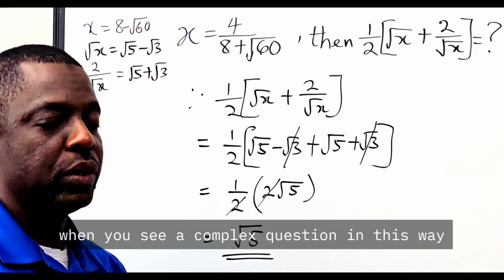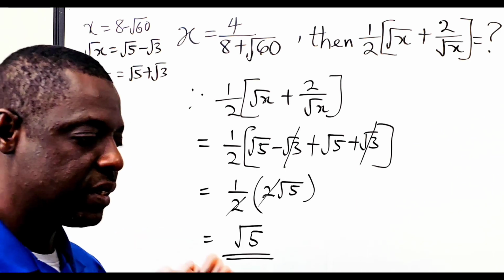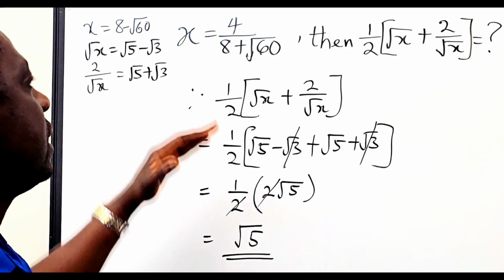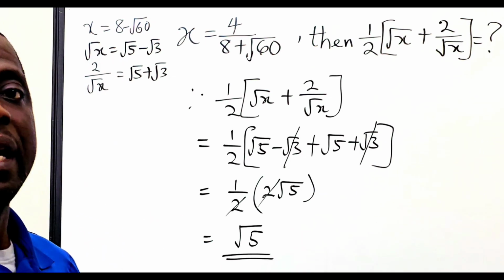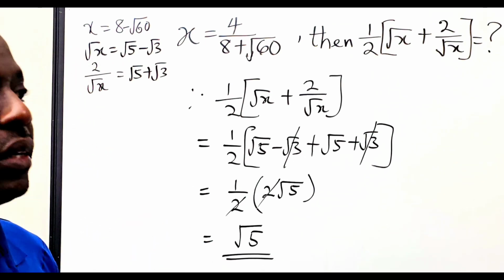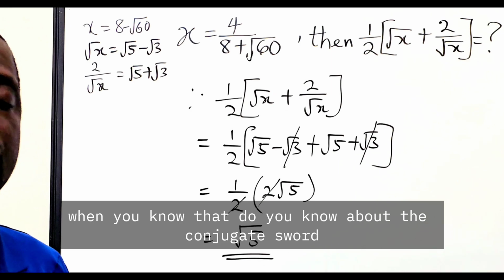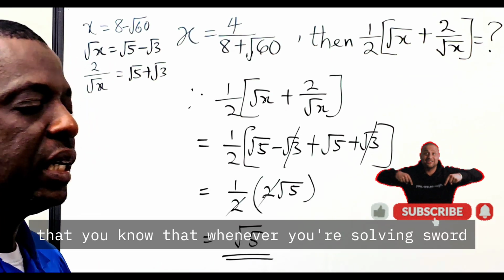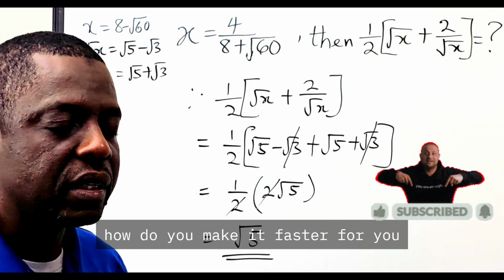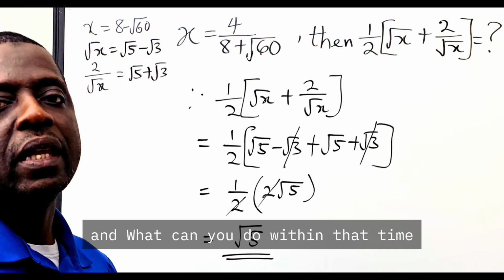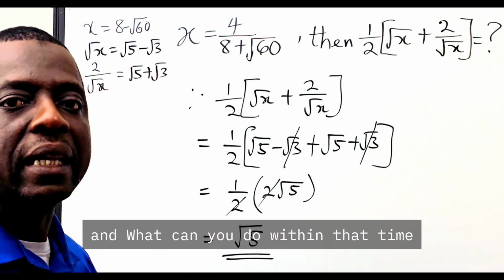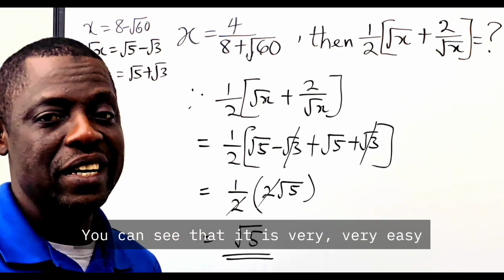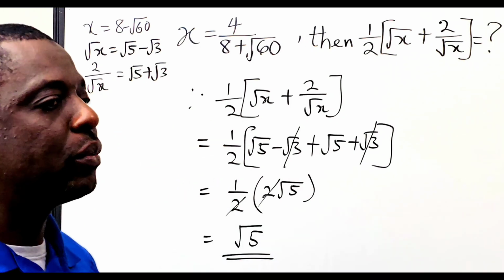As you can see, don't be scared when you see a complex question in this way. What do you do? Sit down, think about what you know about that topic. For example, this is how you rationalize a surd. What do you know about rationalizing a surd? Do you know about the conjugate surd? Do you have any trick that you know, whenever you're solving surds, to make it faster for you? And what can you do within that time? Once you know all that, it will be easier for you. You can see that it is very, very easy. But if you look at it, how do I go about it?